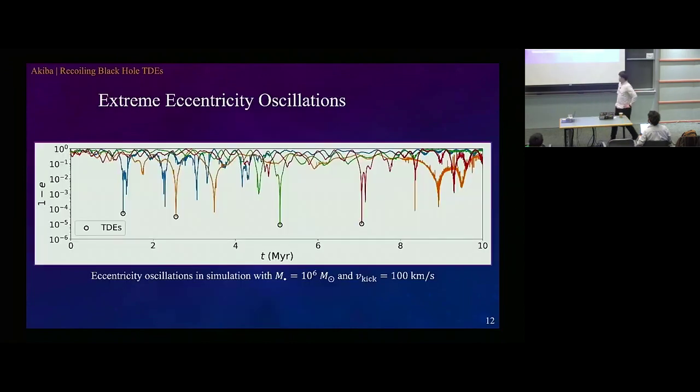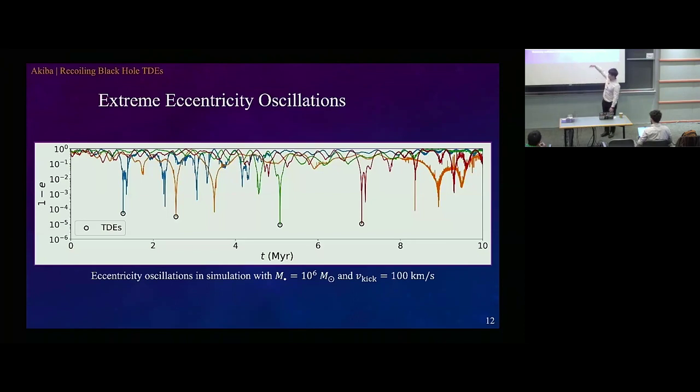Okay, so the result of this, if you track the tidal disruption events in our simulation, I've selected 4 representative tidal disruption event stars in our simulation. And on the y-axis, I'm plotting 1 minus eccentricity on a log scale.